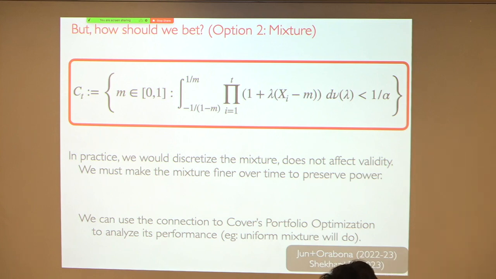So there are only two ideas. Remember, to deal with composite alternatives, there's only two ideas. One is plug-in, and that's what the Grappa method is. The other one is mixture, which is what this method is. And both of these you can amend to make them practical.